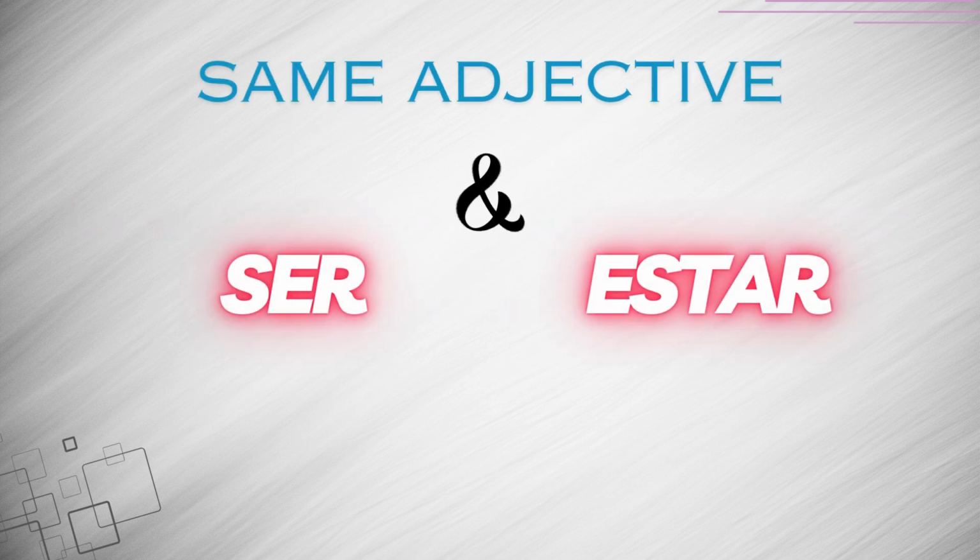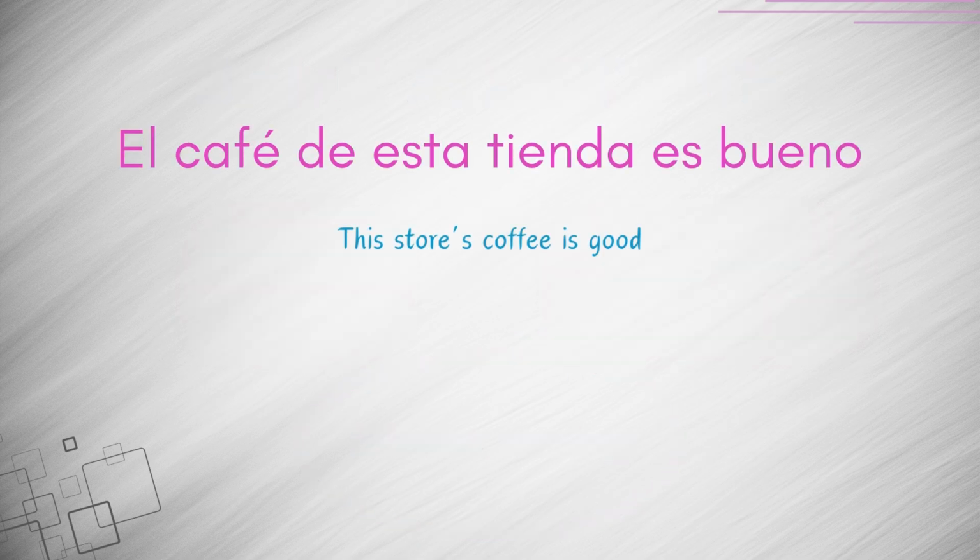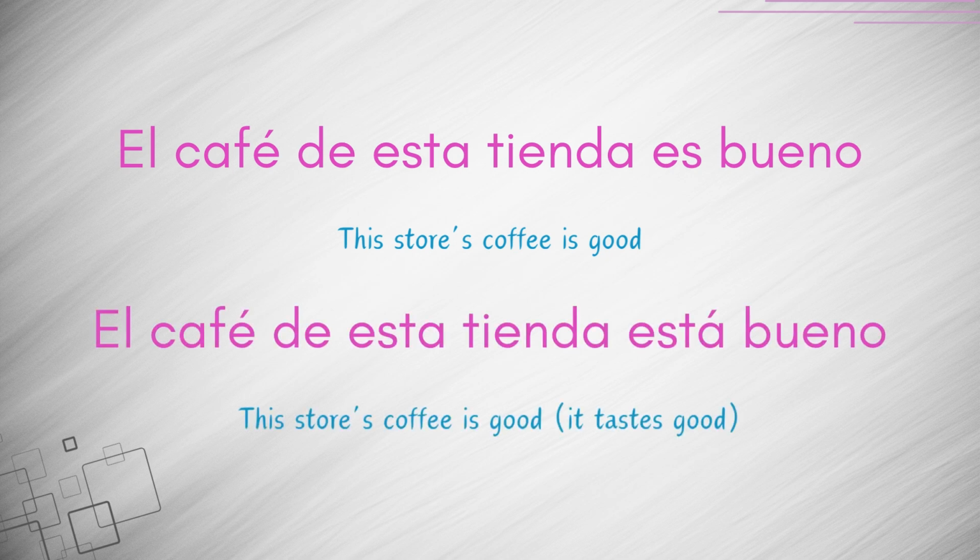One last thing to consider. There are adjectives that can be used with both verbs, but depending on which one we use it with, the adjective's meaning changes. Here are some examples. El café de esta tienda es bueno. This store's coffee is good. In this case, we are talking about the quality of the coffee. El café de esta tienda está bueno. This store's coffee is good. In this case, we are saying the coffee tastes good.